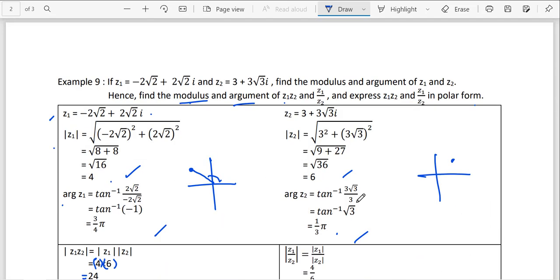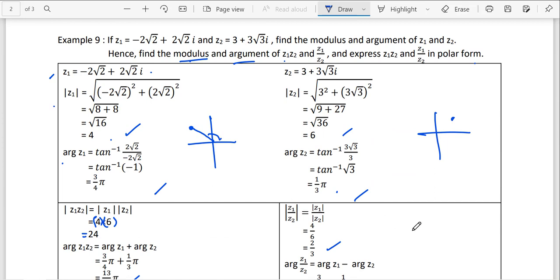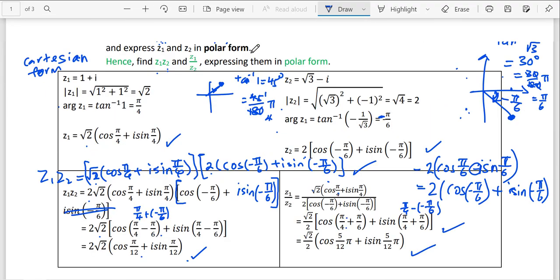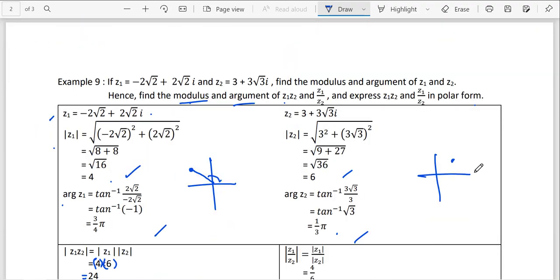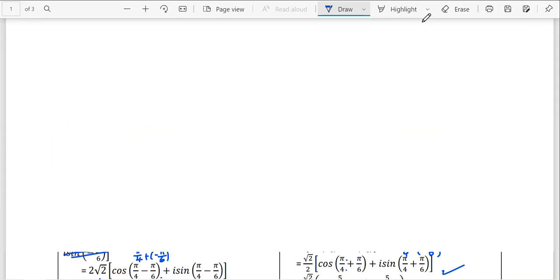Okay, next. Example 9. Given two complex numbers. Okay, now a bit different. It looks the same, but look at the question, they ask differently. They give you a complex number, find the modulus and argument. Okay, they didn't ask you to find the polar form. Correct or not? You see what is the difference with this?